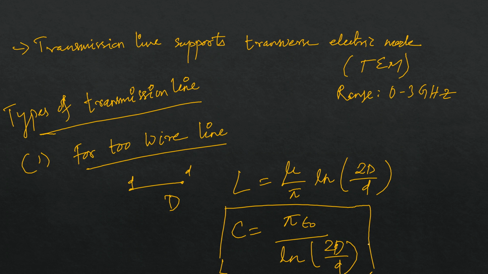This is for the two wire line. Remember this, C is equal to pi epsilon naught by ln 2d by d. Next type is for coaxial cable.